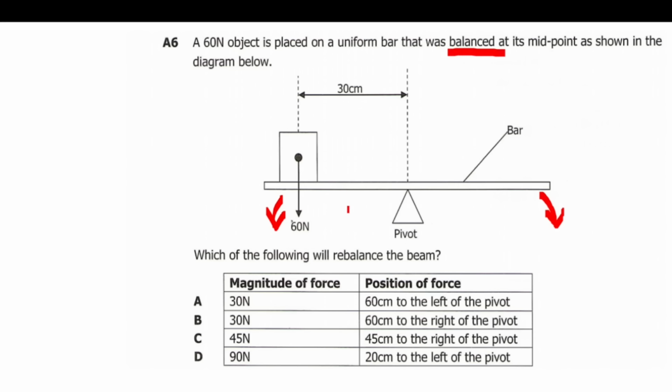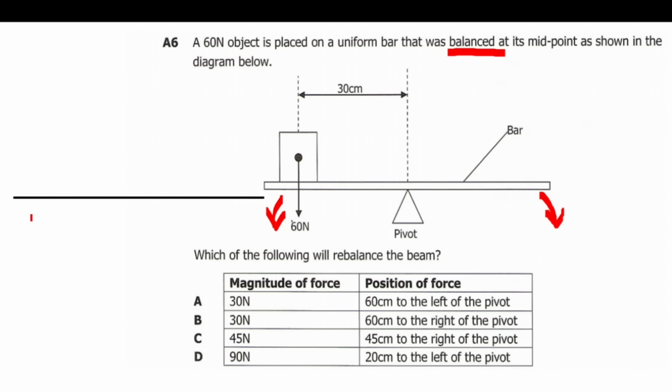Now, after putting this, there's no thinking that this will remain balanced. No, it will not remain balanced, because if it was balanced first at its midpoint, and then you place a 60 Newton object, this one is going to undergo an anticlockwise moment or rotation, as I can demonstrate by this animation.